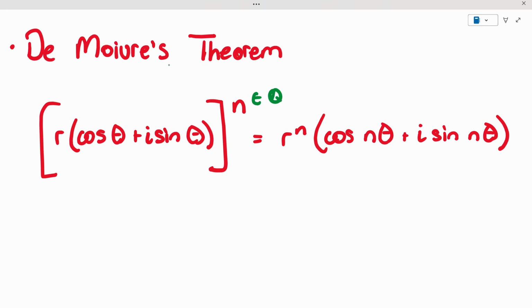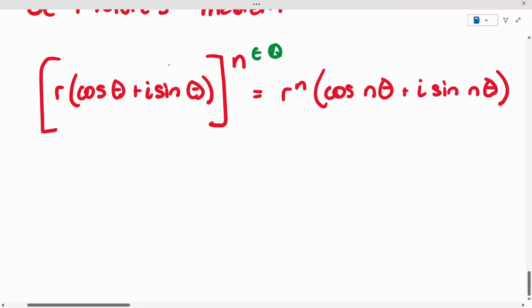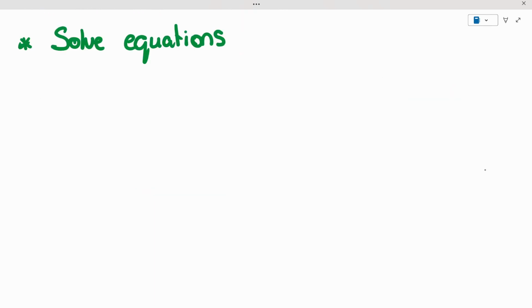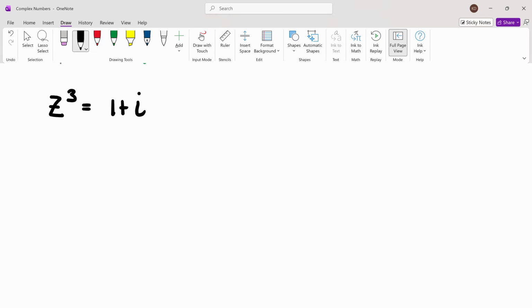De Moivre's theorem actually has some very interesting applications, right? For one application, we could solve equations. So let's look at an example here. Let's say we have z cubed is equal to 1 plus i. And we want to solve for z. Or we want to find the roots of this equation. And the roots are, of course, the values of z which make this equation true.